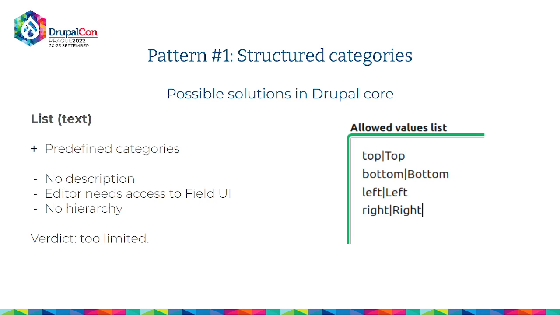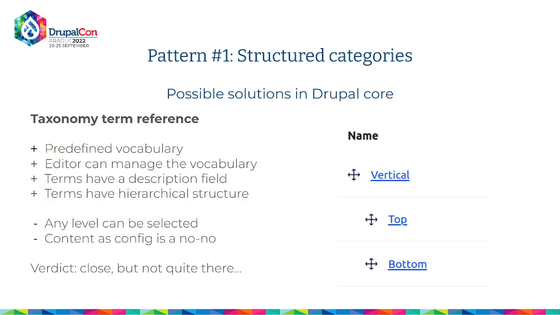So if you want to do something like this, you might obviously look into Drupal core first. If you have a list text field, you can have your predefined categories, but you have nothing else, essentially. So this would not be an acceptable solution.